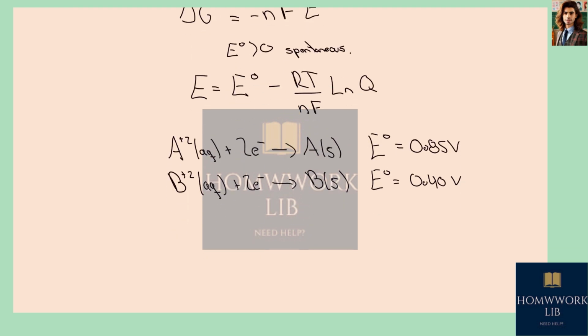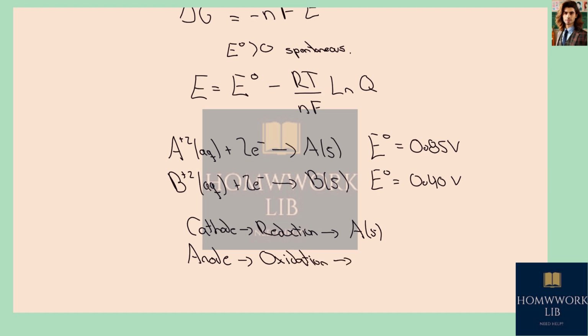So the corresponding cell that we should get would be, in the cathode, remember, in the cathode we have the reduction. So the cathode should be A solid, because over there we're going to see the reduction reaction. And in the anode, remember, we're going to have the oxidation. Thus, the anode should be made of B solid.